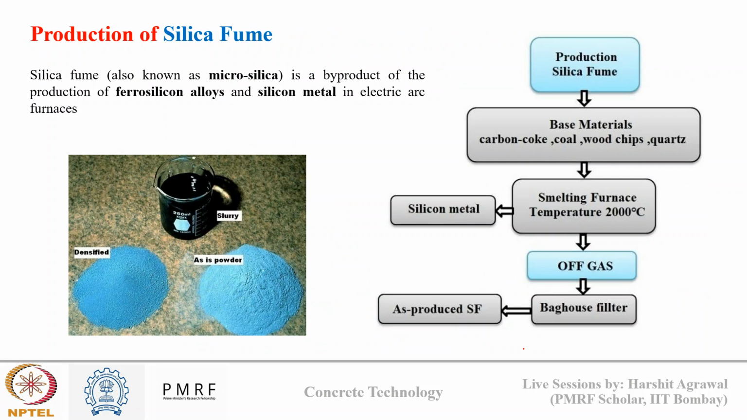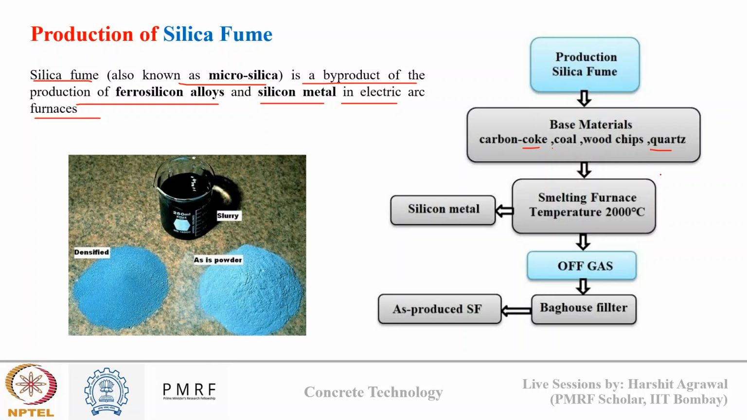Next, we have the production of silica fume. So, the primary raw materials for the production of silica fume are quartz, coke, coal and wood chips. Okay, so first of all, what is silica fume? Silica fume, also known as microsilica, is a byproduct of production of ferrosilicon alloys or silicon metal in an electric arc furnace. So silica fume is produced in an electric arc furnace. So the primary material is quartz, okay, and they have some carbon sources like coal, coke, and wood chips also.